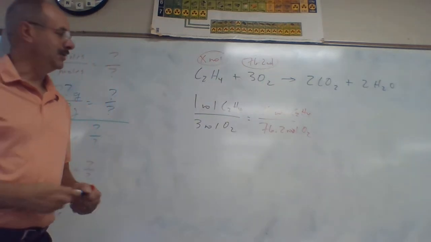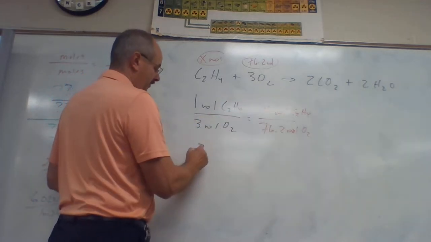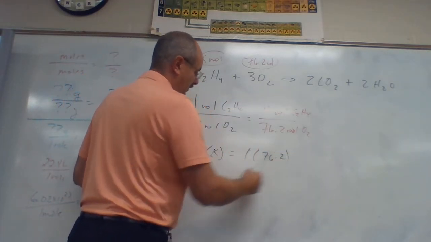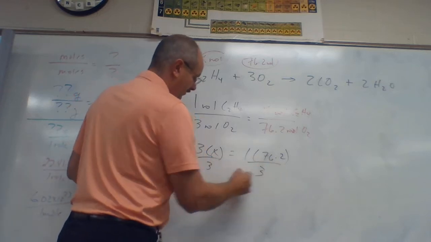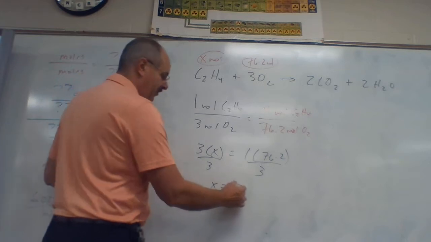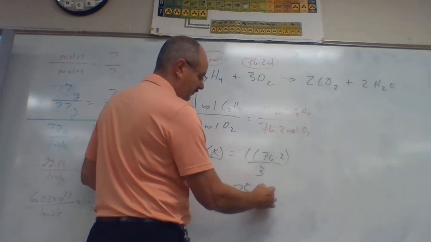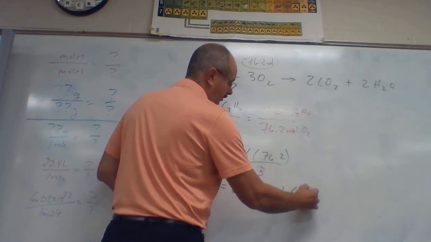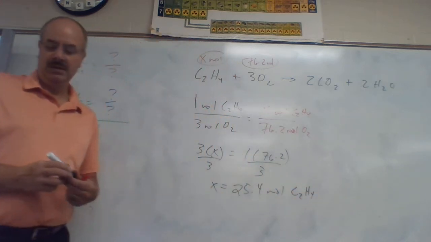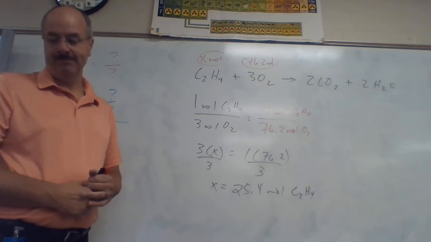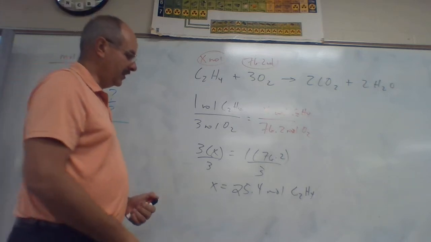All right. Now we just have to cross multiply: 3 times X equals 1 times 76.2. Divide by 3, divide by 3, and X will equal 25.4. And that's moles of C2H4 is the answer. All right. So that's what you should have for the first one. All right, so now we go on to the second one.